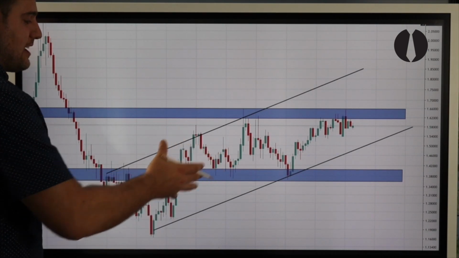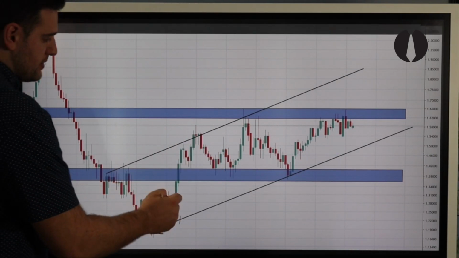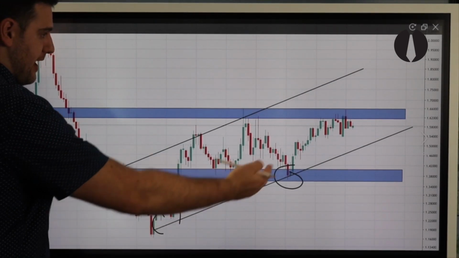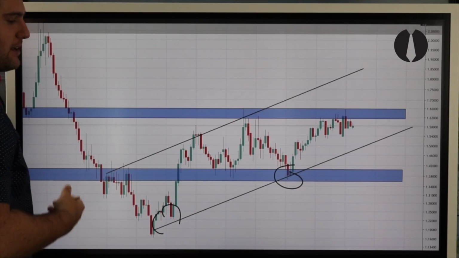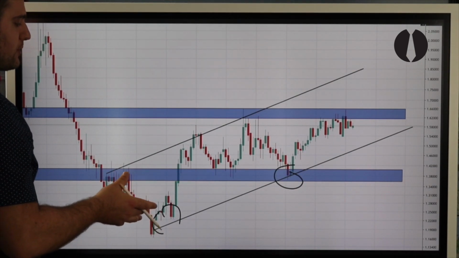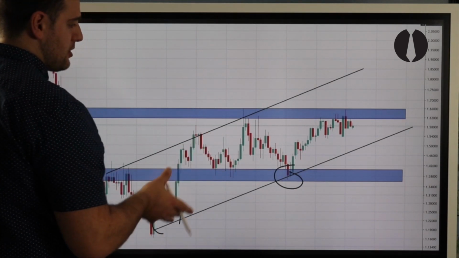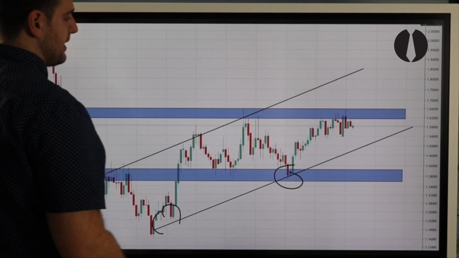Now, this channel was identified by first finding the uptrend. Here we see higher lows, so we identify a potential uptrend, and then we can see that's followed at the upside by simple pattern recognition. So here we see that price is respecting its zone and also respecting this uptrend.